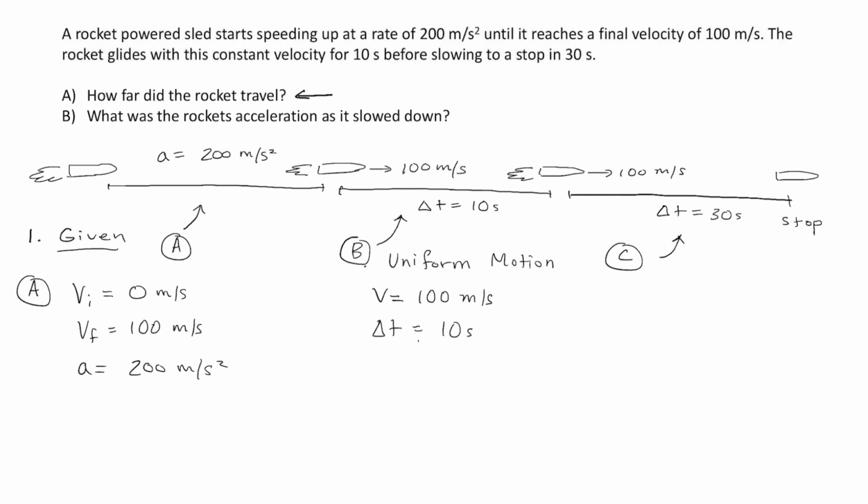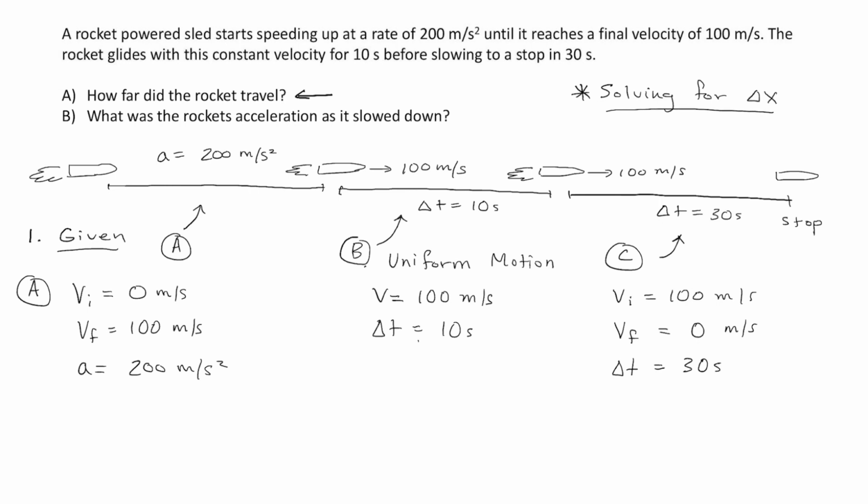The final part of the motion is when the rocket is slowing down, and we will call this C. Within this motion, we have VI, our initial velocity, which is 100 meters per second, and we know VF is 0 meters per second because the rocket comes to a stop. And this slowing down takes 30 seconds. Now, before we move any further, we want to remind ourselves what we're solving for. And we're solving for delta x, the change in the rocket's position. So we will have to calculate delta x for parts A, B, and C, and then add them up.